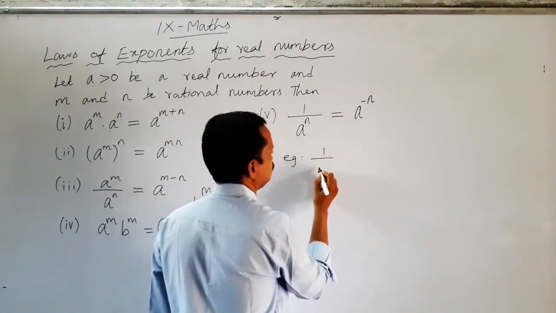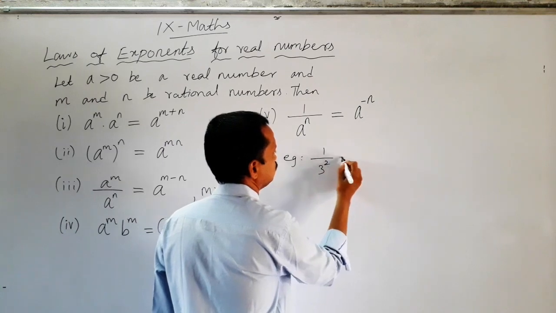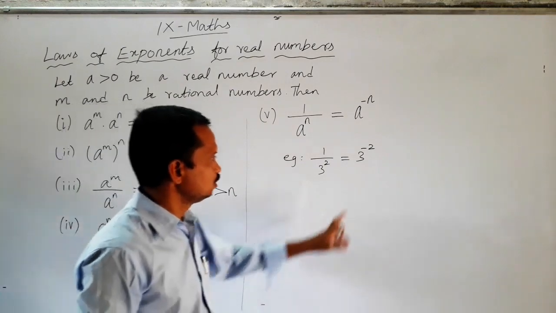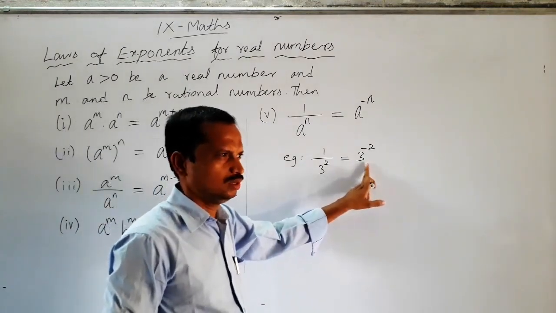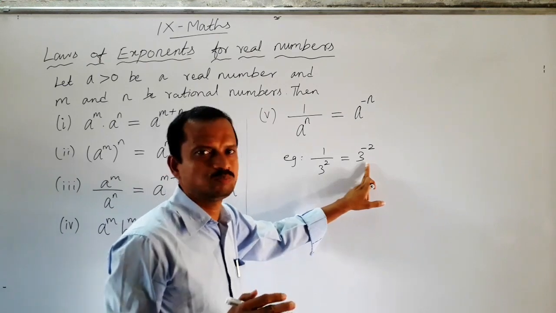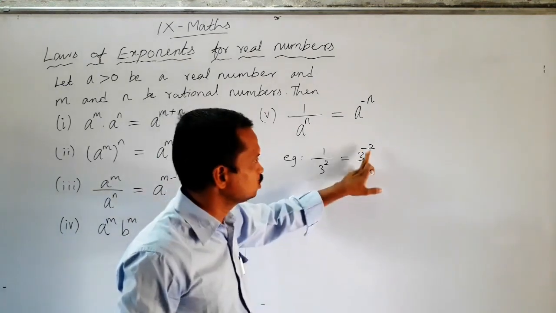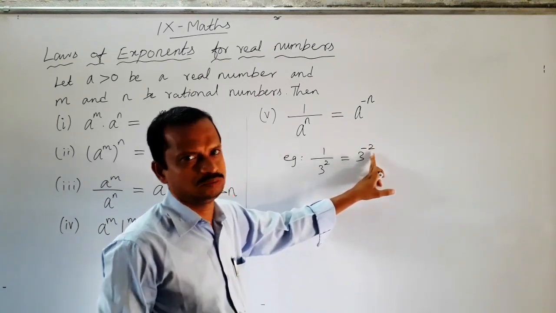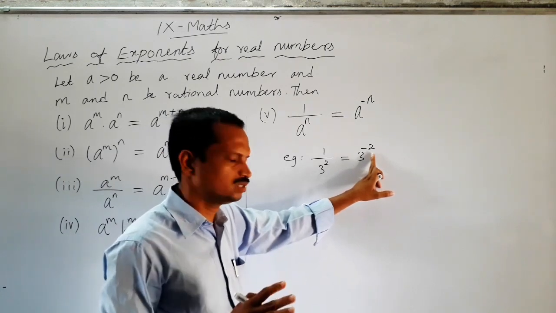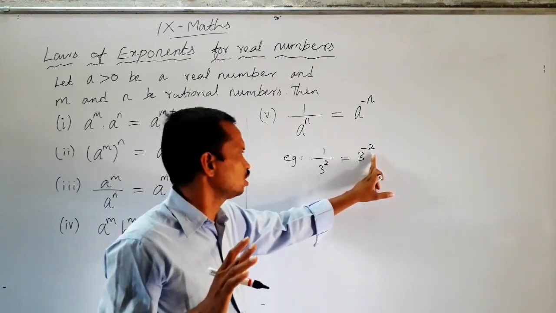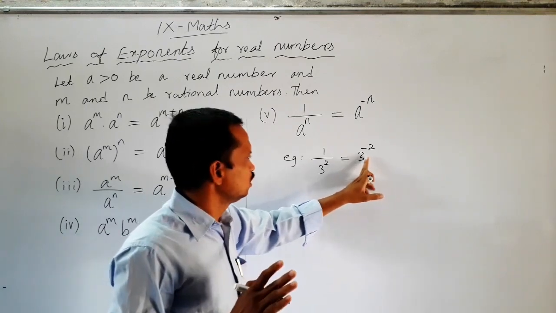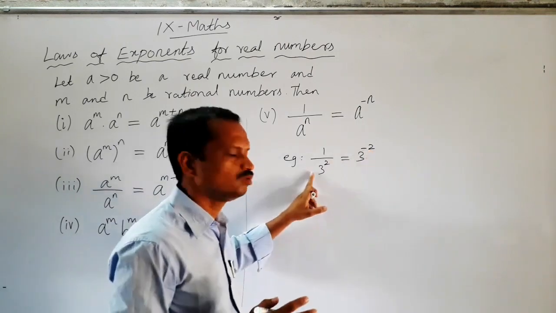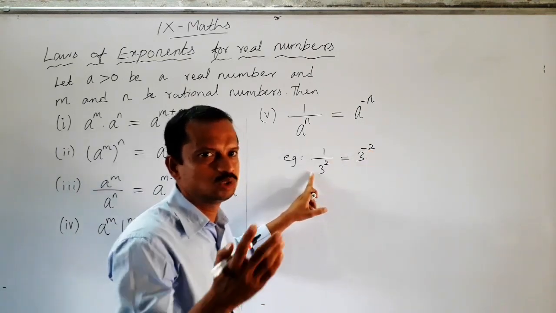1 by 3 square, you can write as 3 to the power minus 2. On the right side, 3 power minus 2. If you want to write the exponent as positive, here it is negative. 3 power minus 2 means the exponent is minus 2. To make it positive, as you already came across in the lower classes, we write it in this form, 1 by 3 power 2, that is 1 by 3 square.